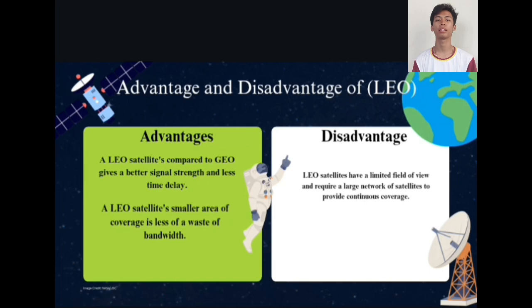Advantage and disadvantage of LEO. Advantage: a LEO satellite compared to a GEO satellite gives a better signal strength and less time delay. Then, a LEO satellite's smaller area coverage means less bandwidth. Disadvantage: LEO satellites have a limited field of view and require a large network of satellites to provide continuous coverage.